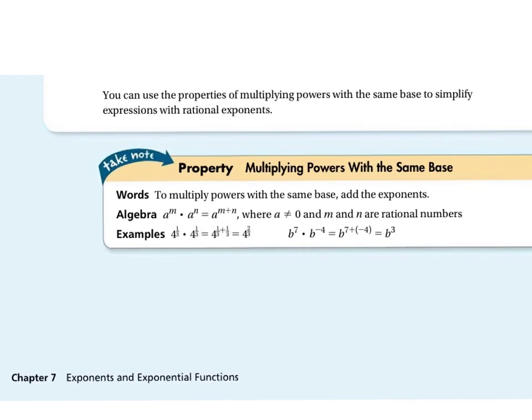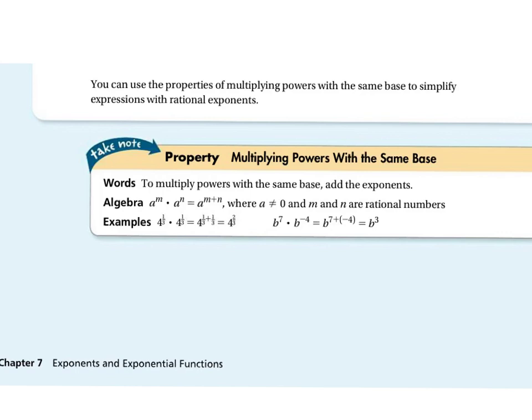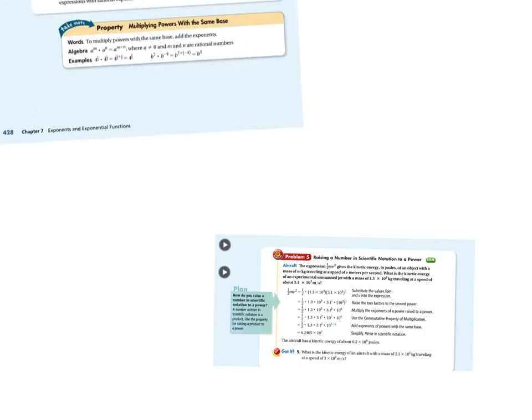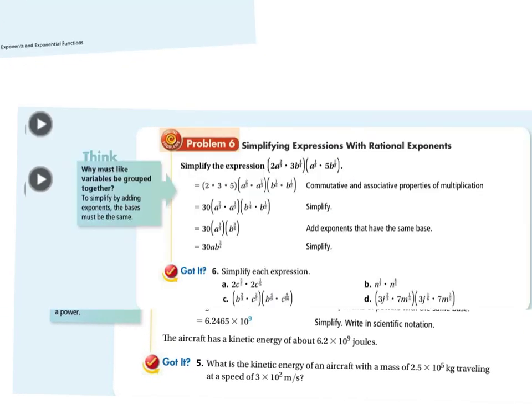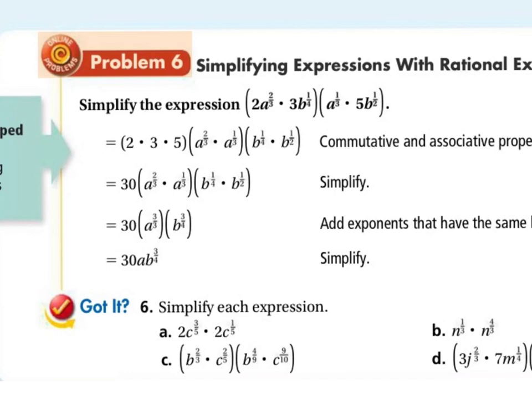So the bottom of the page says you can use properties of multiplying powers with the same base to simplify expressions with rational exponents. So if we multiply powers with the same base, we can add the exponents. We've already talked about that, but it still works with fractions as well. So if you look at problem 6, they want us to simplify this expression.